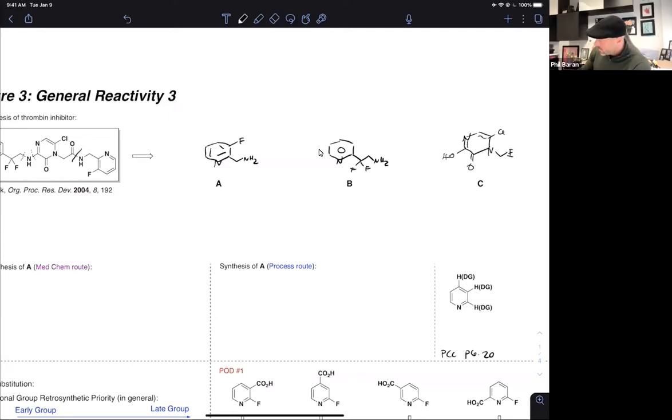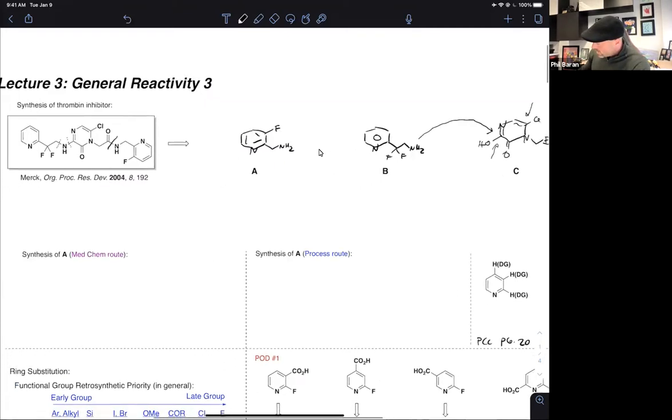And you can imagine when you treat this with POCl3, or you could even use something like PyBroP, it's easy then to do a selective displacement on that halide or activated oxygen atom, because this one is next to a kind of pyrrole-like nitrogen, and this one is next to a pyridine-like nitrogen, and so you should get nice SNAR selectivity, as we talked about last time.